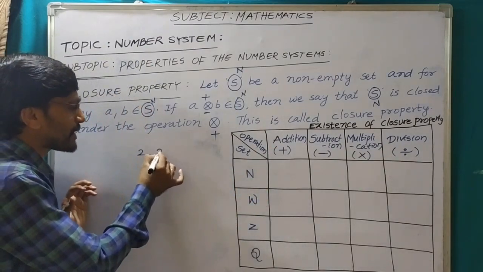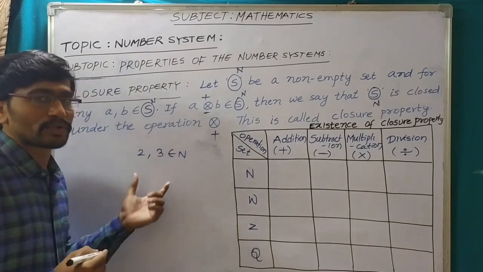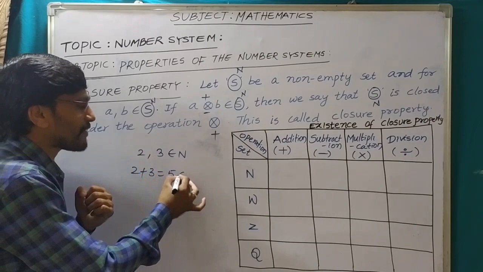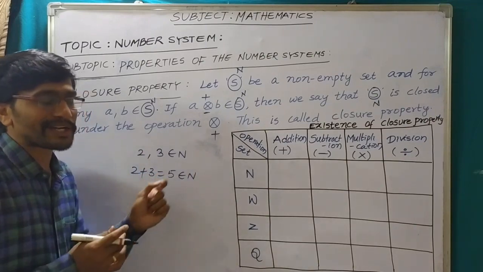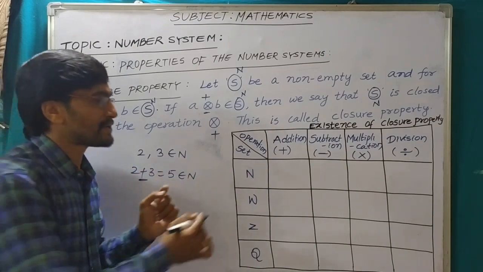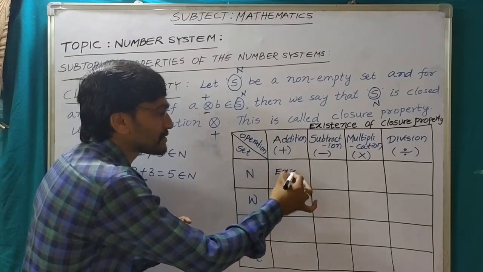So I consider two natural numbers, 2 and 3. So 2 plus 3 is equal to how much? 5, right? 5 is also a natural number. So the closure property exists for natural numbers under the operation addition. So here it exists.